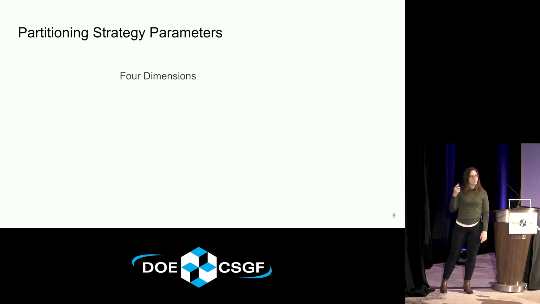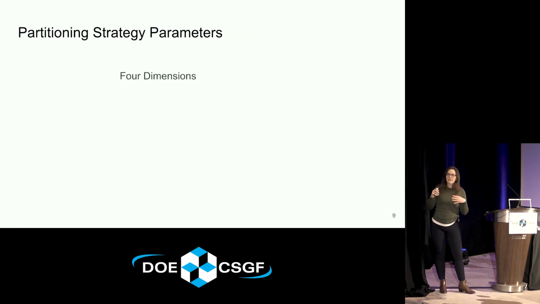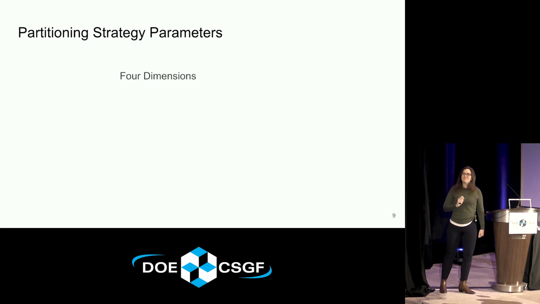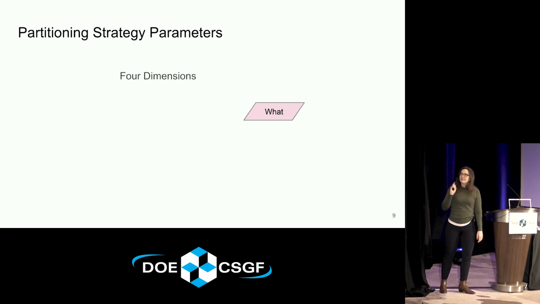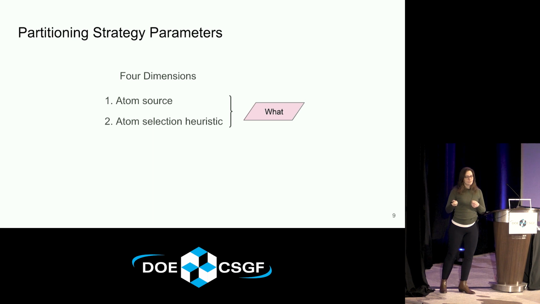Okay, so for our partitioning strategies, we did this thing. This work was actually recently accepted to a top conference in automated reasoning. Really excited about that. So what we do is we look along 4 dimensions for how we can partition these problems. The first 2 are going to be our what. So what are those partitioning formulas made out of? Like, what exactly goes into them? And we do this by varying the atom source and the atom selection heuristic. An atom here is just one of those Boolean variables that represents a mathematical expression.